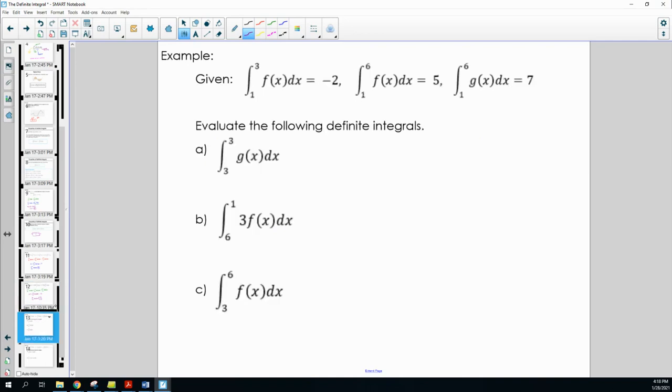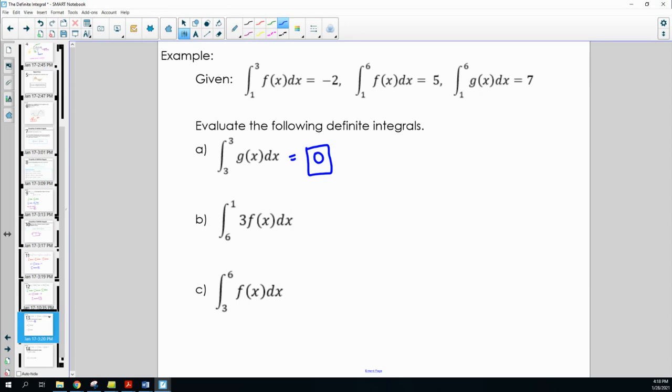Okay, so now we're going to put everything together, and we're working with these 3 pieces of given information. So evaluate the integral from 3 to 3 of g of x dx. Well, here's g of x, so we have to use this one, but it's going from 3 to 3 where the a and the b are the same. So from that property, we know that that's just equal to 0. Right? It hasn't moved anywhere, so there is no area under the curve.